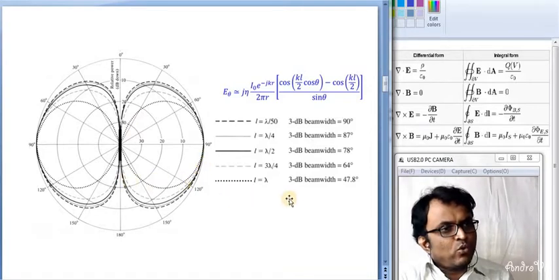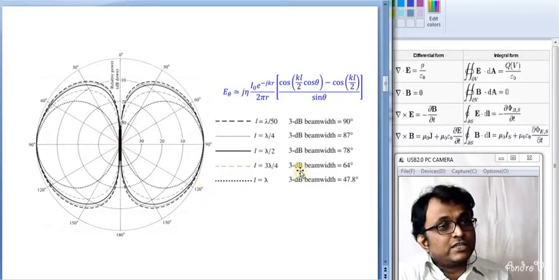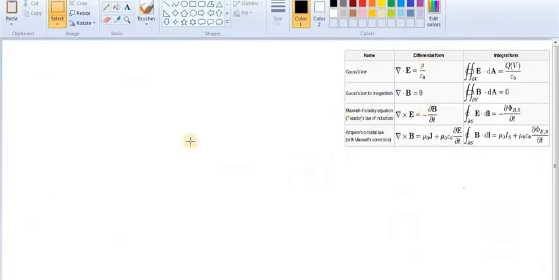If you go to higher values, 2 lambda, 3 lambda and 4 lambda, the pattern will be sharper, so the directive gain will increase because of the decrement of the beamwidth. As the beamwidth decreases, the gain of the antenna increases, because the radiation field is concentrated in a particular direction.